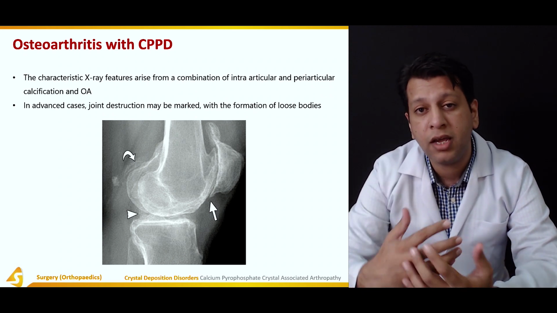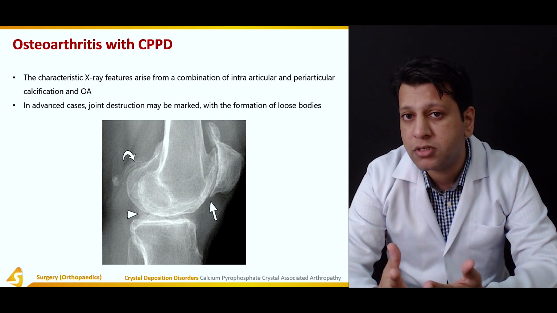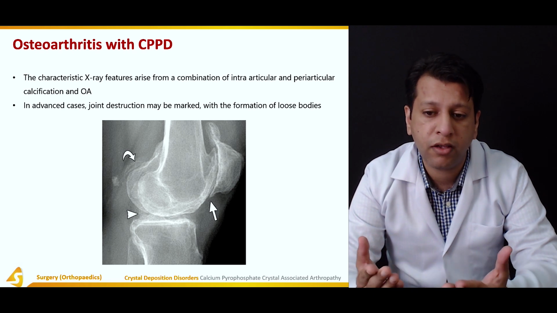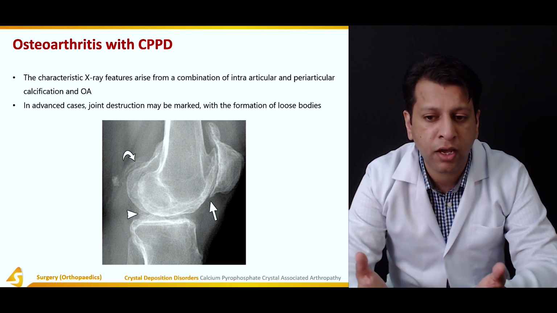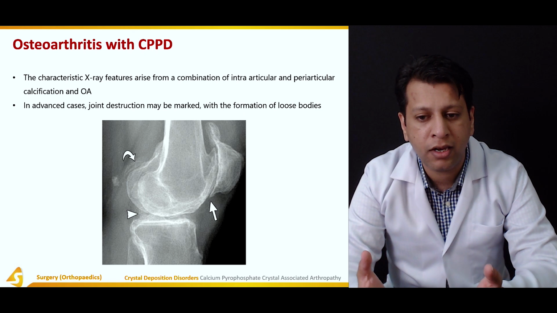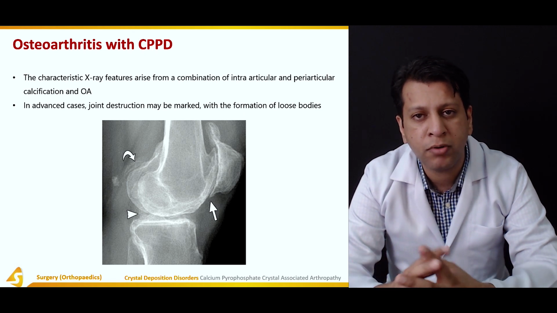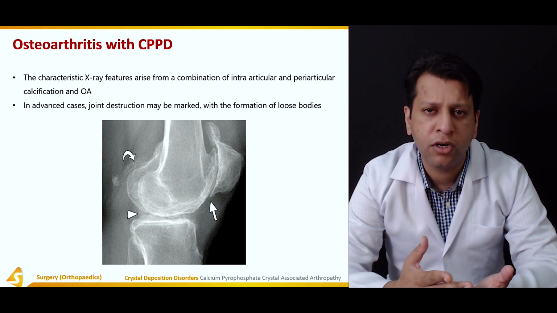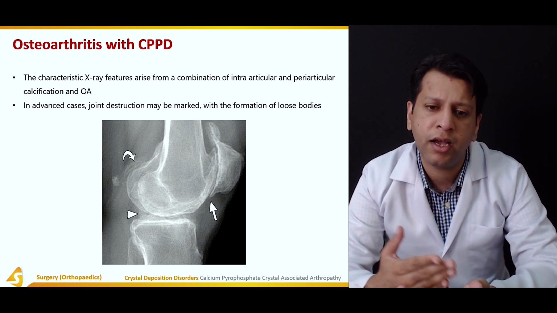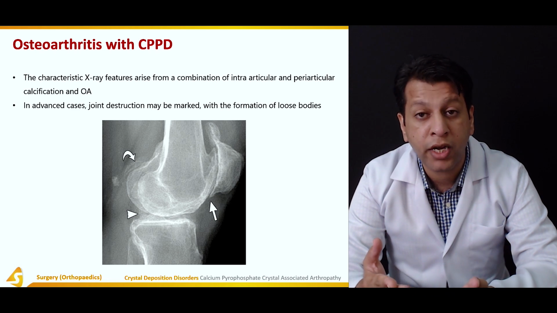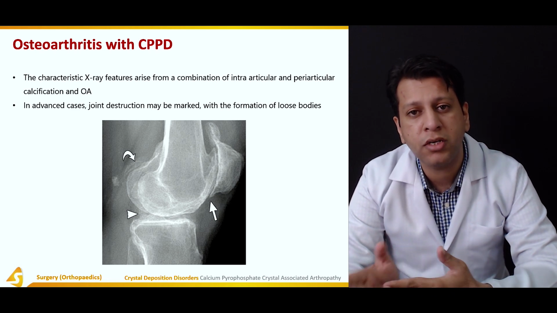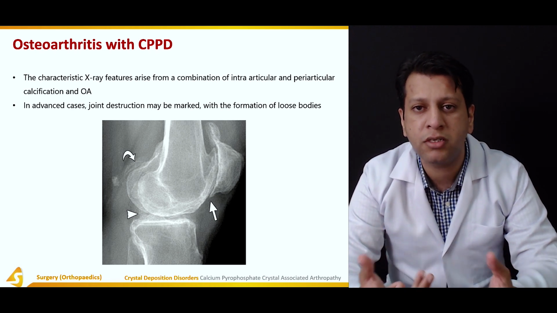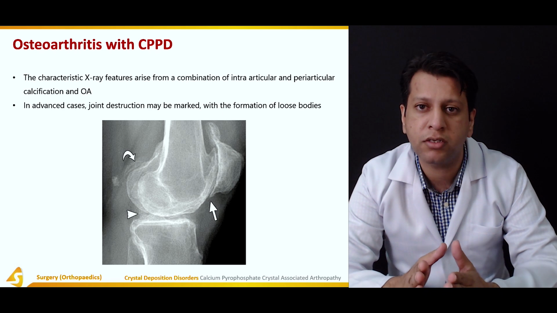Now, what are the surgical options in CPPD? That depends upon the degree of destruction of the joints. If the knee is markedly deformed and there is a high degree of osteoarthritis, the surgical option would probably be total knee replacement. But it has to be carefully titrated, because these patients could have other comorbidities as well, and what kind of implant has to be used in these patients also needs to be considered.